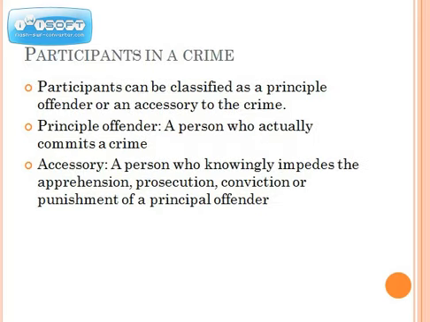Okay, so finally, there are 2 different sorts of participants in a crime, and they can be classified as either a principal offender or an accessory to the crime. A principal offender is the person who actually commits the crime, and an accessory is a person who knowingly impedes the apprehension, prosecution, conviction, or punishment of a principal offender.